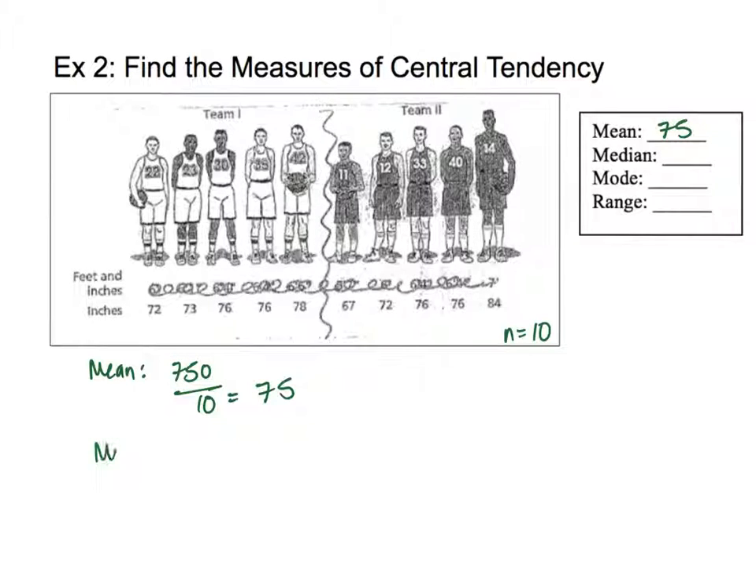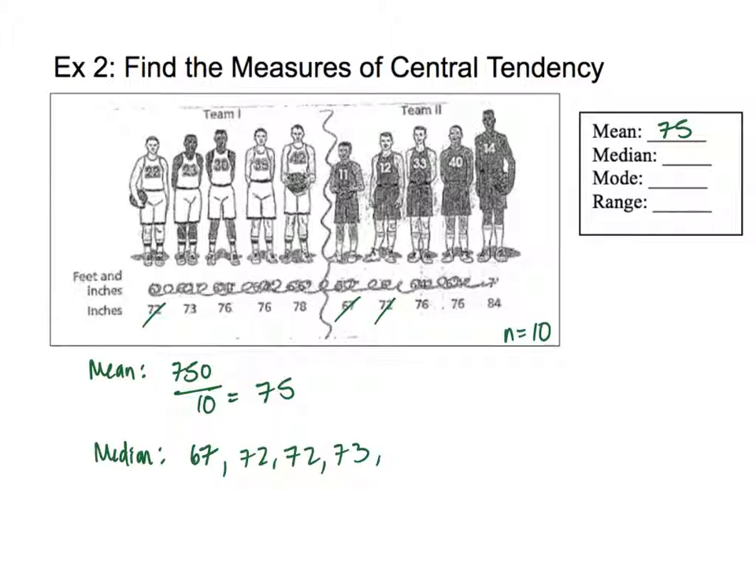The median here, remember, if you want to find the median, you have to make sure that the numbers are in order. So that's what I'm going to do first, is I'm going to make sure that the numbers here are ordered. So it looks like 67 was my shortest height, or my lowest height. 72 is next. There are 2 72s here. Make sure you list both of them.